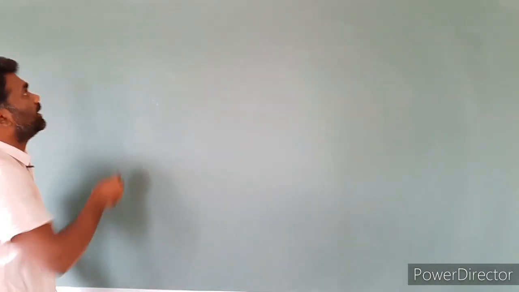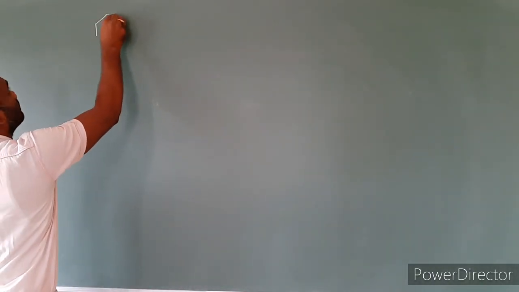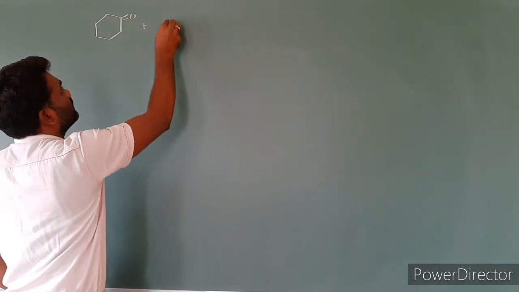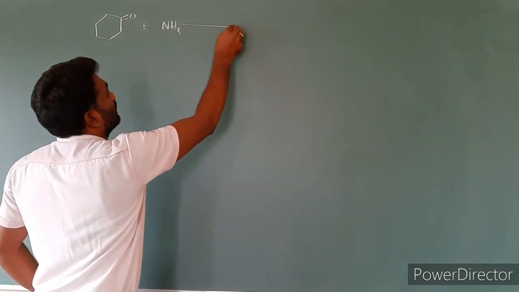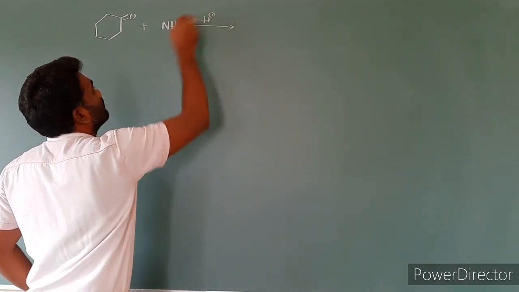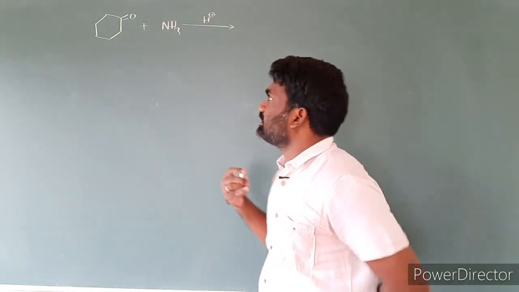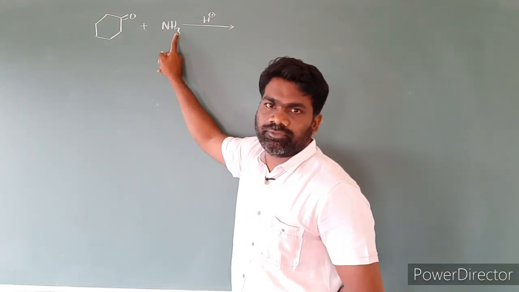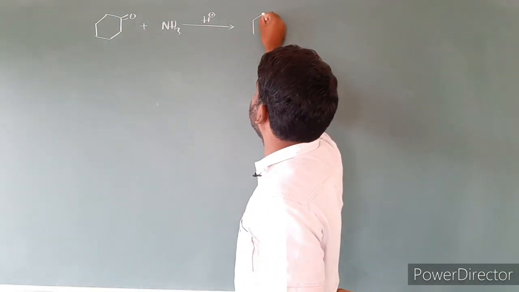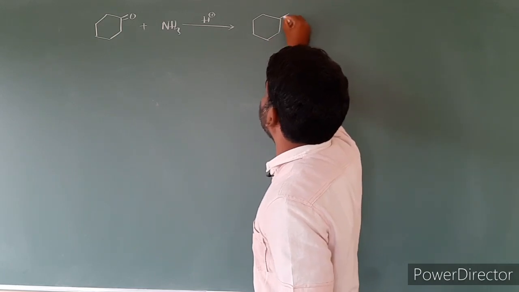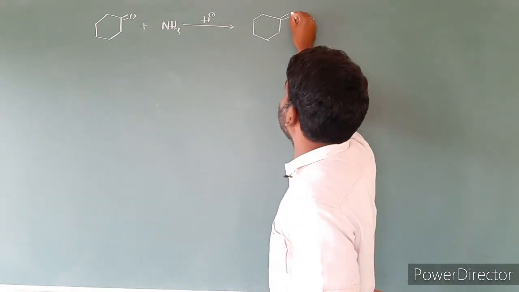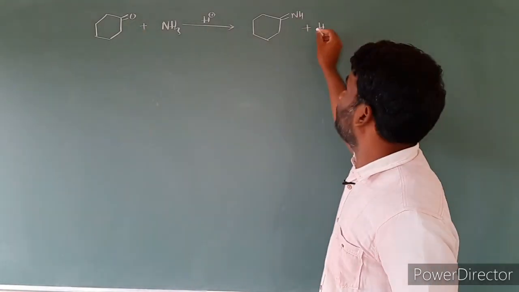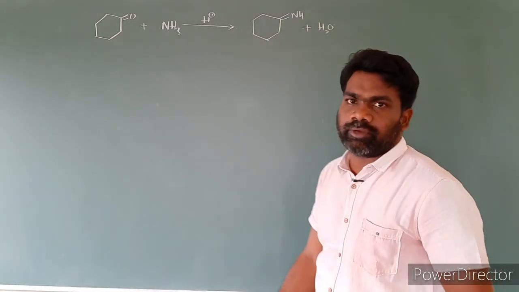First I am taking a cyclohexane example, with a double bond O, and this one I am treating with ammonia in acidic medium. So the reaction is catalyzed by acid. Then the product we will get has this double bond O, this oxygen and two hydrogens eliminated in the form of water. The product has the ring with double bond NH attached here, and this oxygen and two hydrogens are eliminated in the form of water. So this is the product formed in this reaction.